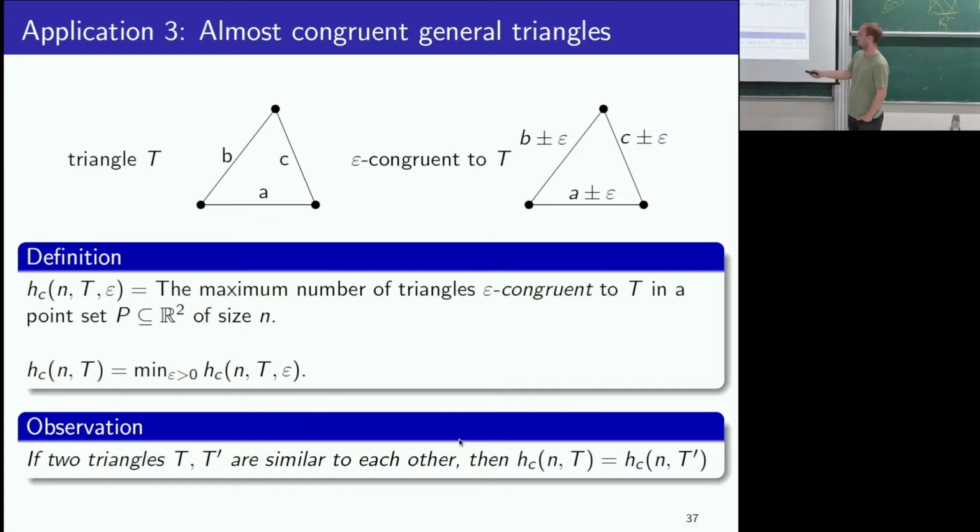And the first observation we should make is, if I give you two triangles which are similar to each other, so in this scaling sense, then the answer has to be the same. And the reason for this is, if you have an extremal point set for one, you can scale it appropriately and get an extremal point set for the other and vice versa. So, for example, the answer for the unit triangle is going to be the same as the answer for the triangle with side lengths 2, 2, 2. So they don't behave differently.